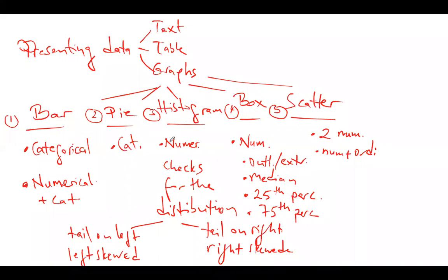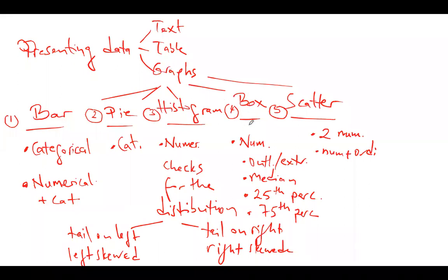A histogram is usually used for numerical variables, and it helps to check for the distribution of the data. If the tail is on the left, we call it left skewed. Or if the tail is on the right, we call it right skewed distribution. In order to perform the parametric tests, we want our numerical data to have an equal distribution, not skewed.